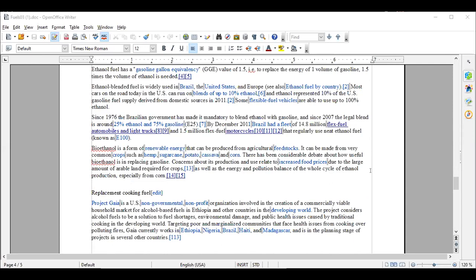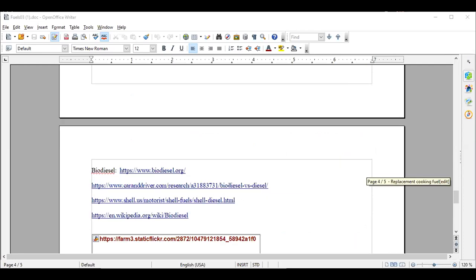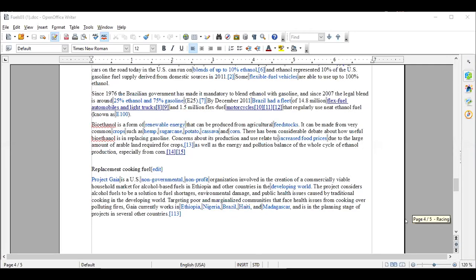Some people are using ethanol as a replacement for cooking. A lot of poor people will burn almost anything. They will burn garbage. They will burn really bad peat or coal. And if you're cooking inside a closed area, that really is a health hazard to people in poor communities. So Ghana, Ethiopia, Nigeria, Brazil, Haiti, Madagascar, they're all using ethanol to replace that as a cooking fuel. Biodiesel, not yet. I'll talk about that in a minute.